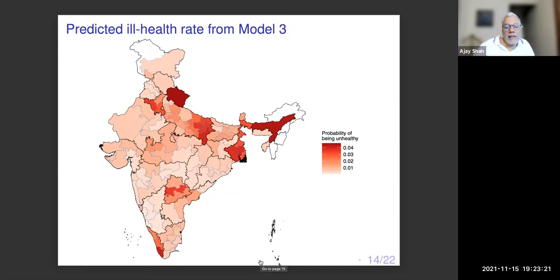So we think that this map is a very interesting and important discovery, using which we should kick off many new research projects in understanding why there are these disease hotspots in India. Could you go to the next slide?